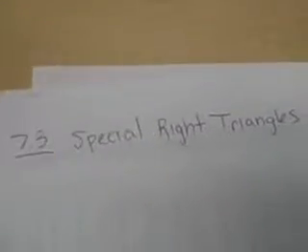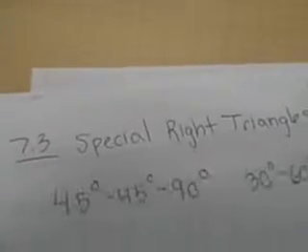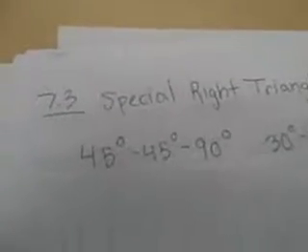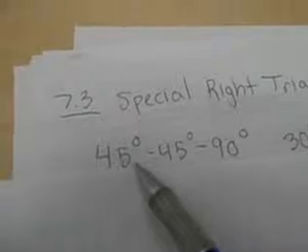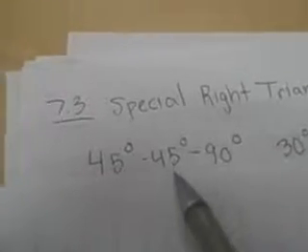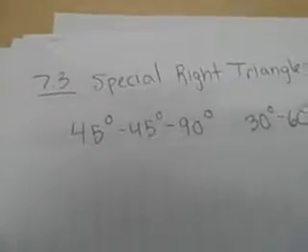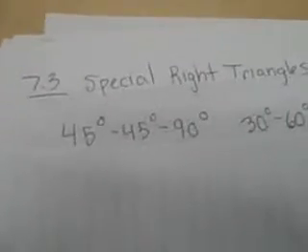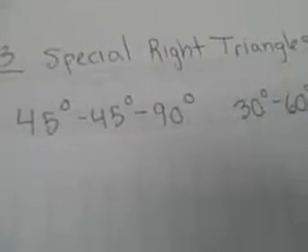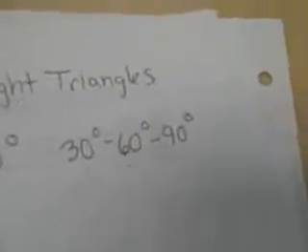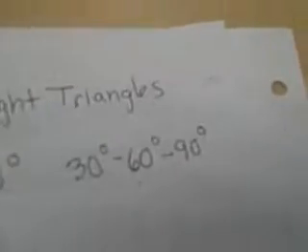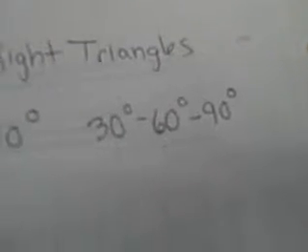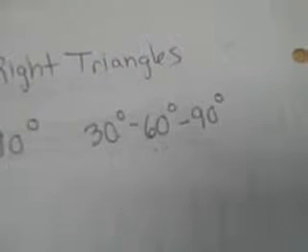7.3 is about special right triangles. We have two types of special right triangles. There's a 45-45-90 triangle because it has a 45-degree angle, another 45-degree angle, and a 90-degree angle. Those are not subtraction signs, they are dashes. And then we also have a 30-60-90 triangle. So a 30-degree, 60-degree, and 90-degree angle inside of the triangle.